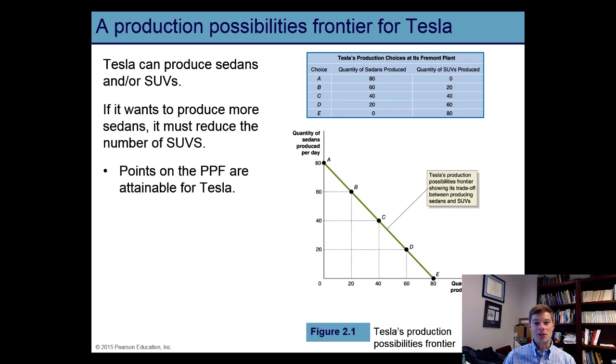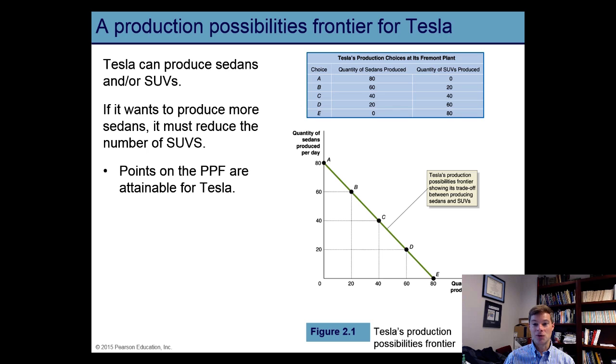In the chart on the top of this slide, you can see how many sedans and how many SUVs can be produced by an automaker named Tesla. For example, this chart shows that if Tesla dedicates all of its resources towards producing sedans, it can produce 80 of them, but this would leave no resources with which to produce SUVs. Alternatively, Tesla could produce 80 SUVs, but this would leave no resources with which to produce sedans.